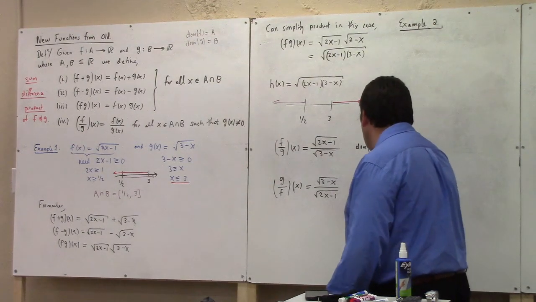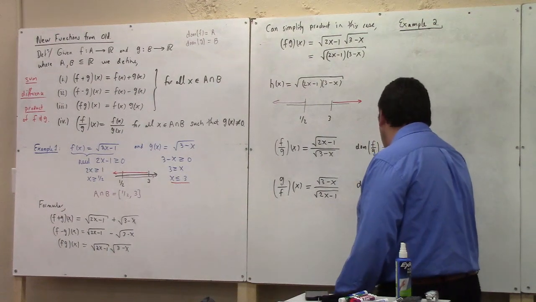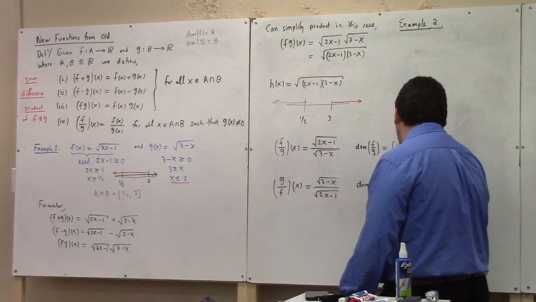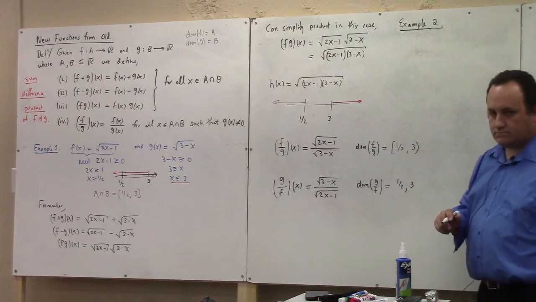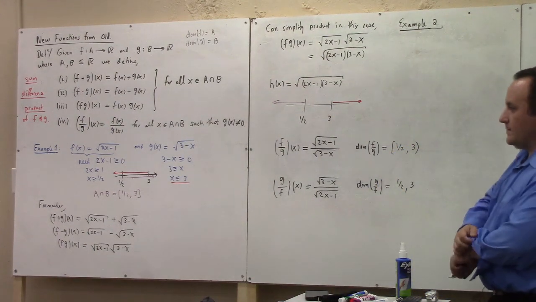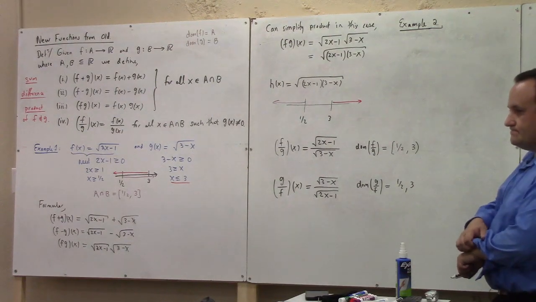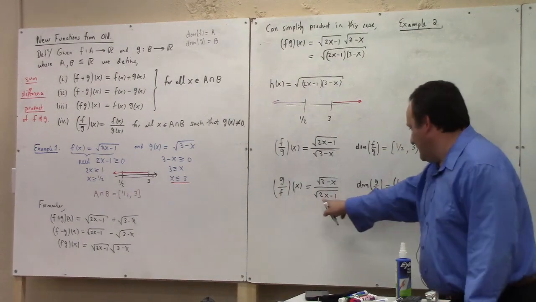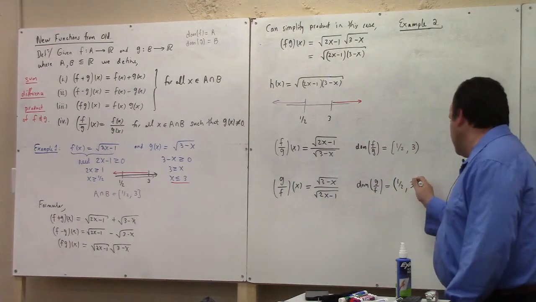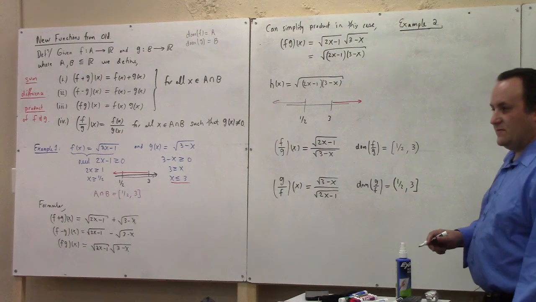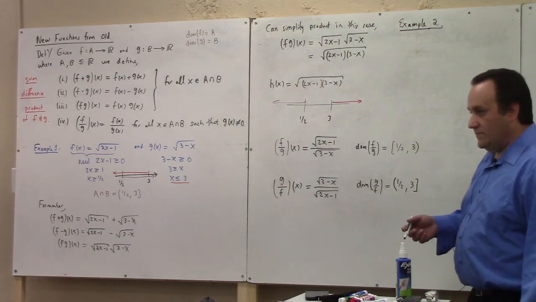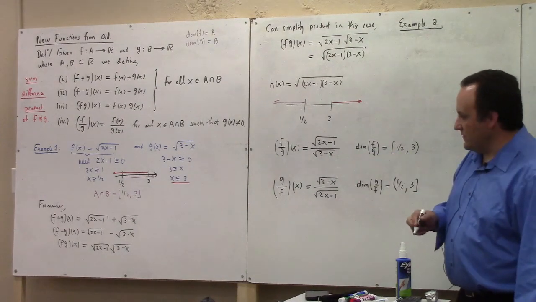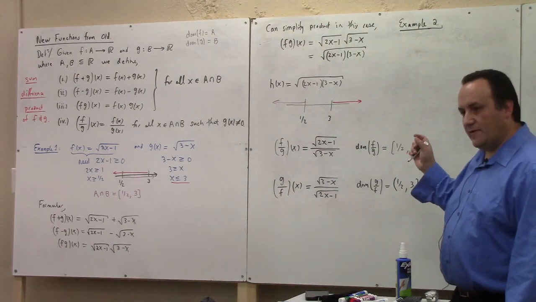And how about the other one? What's the domain of g over f? Switch them, right? So 1/2 has to be excluded because that's what makes that 0. And the 3 gets included because it's harmless. It just makes the numerator 0. In contrast, of course, the domain for all 3 of the sum, the difference and the product functions was just 1/2 to 3, where both of them are included.